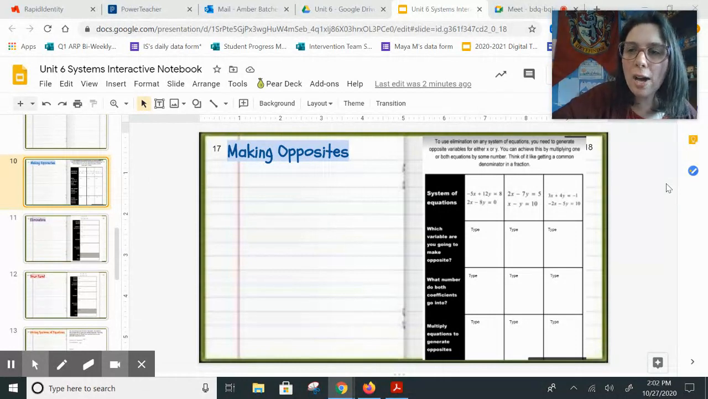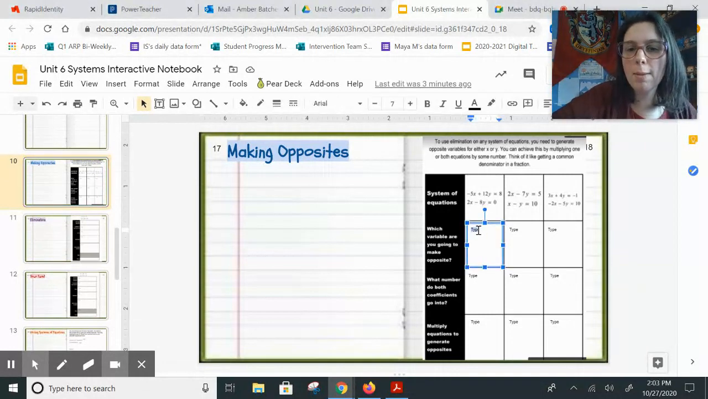So let's first talk about how to make an opposite. I have this little chart here to help guide you in thinking about how to do that. Let's look at this first problem: negative 5x plus 12y equals 8, 2x minus 8y is 0. You're going to pick the variable you want to make opposite. I'm going to choose x because 2 and 5 go into a number that's smaller than what 12 and 8 would do.